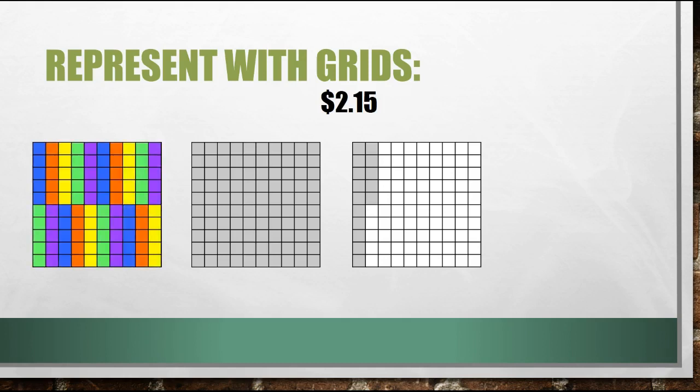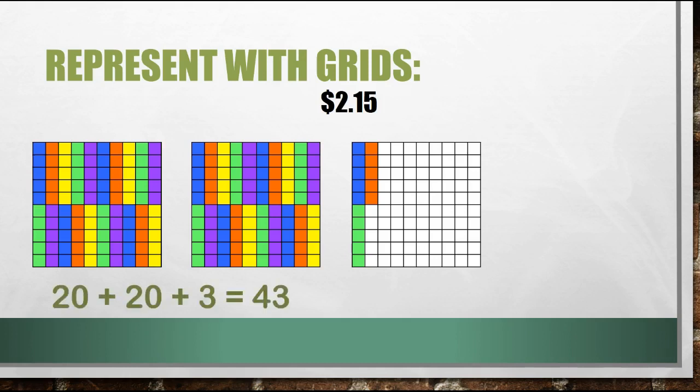There are 20 groups of 500ths in the first grid and 20 in the second grid. The third grid has 3 groups of 500ths. So 20 plus 20 plus 3 is 43 groups of 500ths. Again, we can represent this situation with $2.15 divided by 500ths equals 43 nickels.